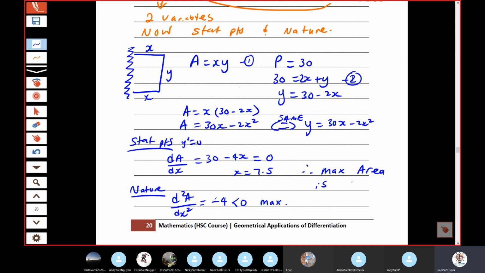30x take away 2x squared. 112.5 is the maximum area you're ever going to get making a rectangle with 30 meters of fencing. And they sent you here. Fair enough.